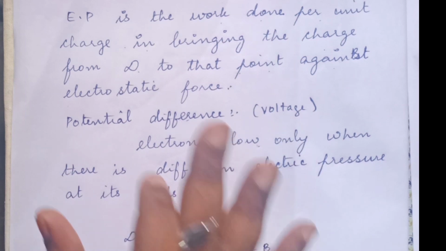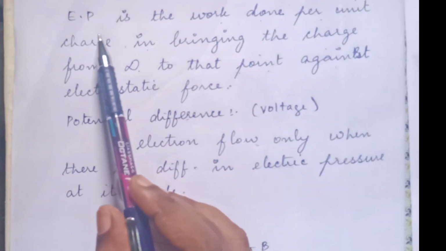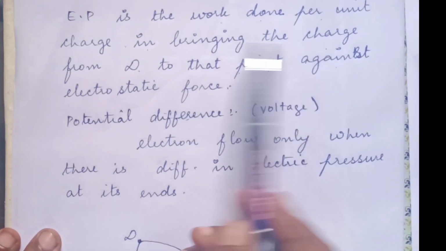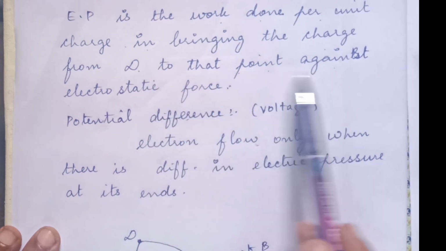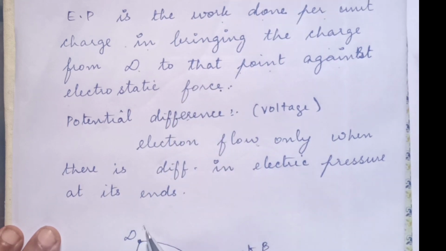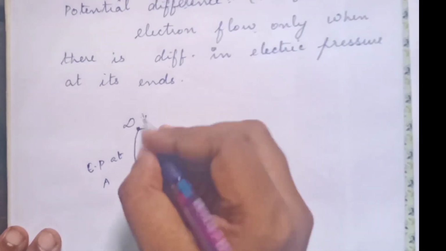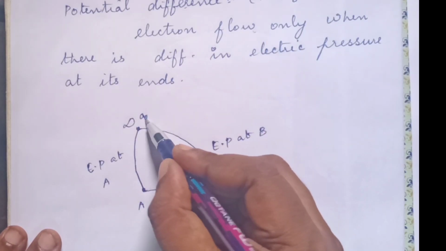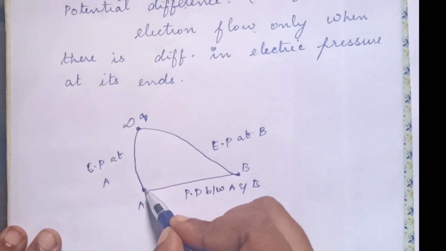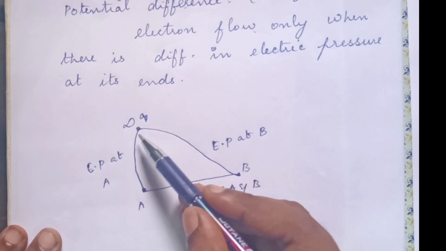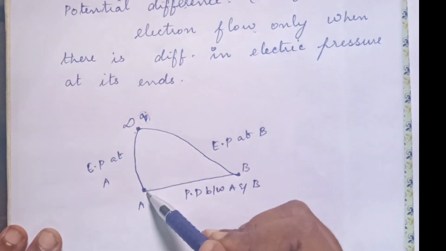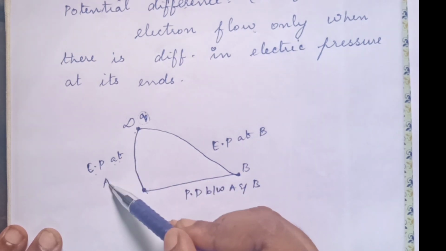இப்போ electrical potential and potential difference. So electrical potential means it is the work done per unit charge in bringing the charge from infinity to that point against electrostatic force. So அப்படின்னா இன்ஃபினிட்டியில் இருக்கிற சார்ஜை இந்த பாயிண்ட்லேருந்து, from infinity to A, கொண்டு வர்றதுக்கு எவ்வளோ ஒர்க் தேவைப்படும், that is the work done in bringing the charge from infinity to the point A is called as electric potential at A.